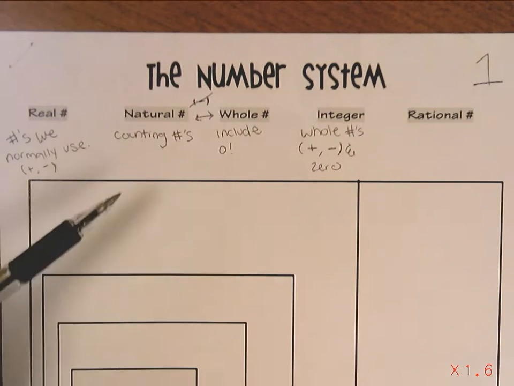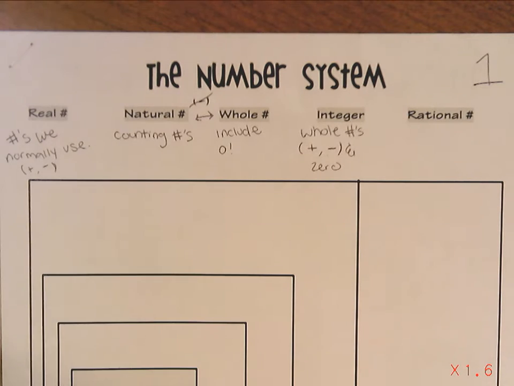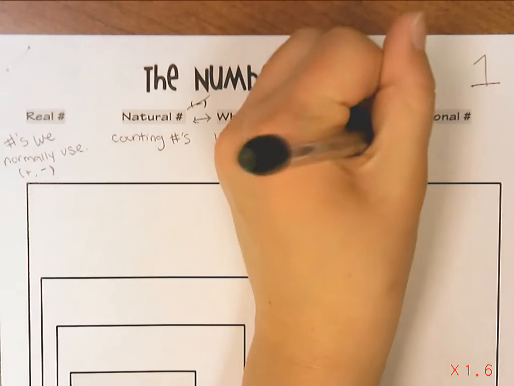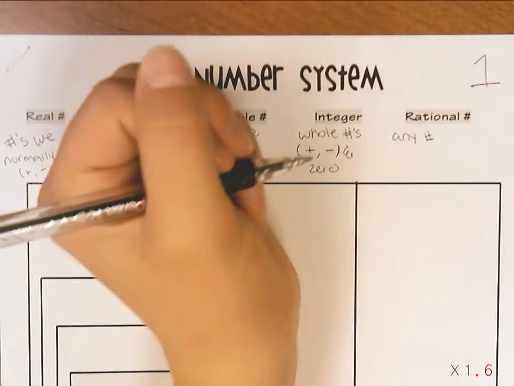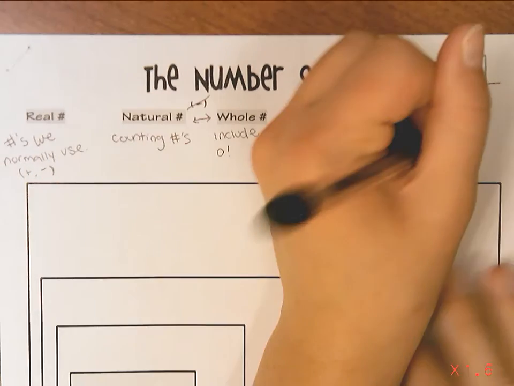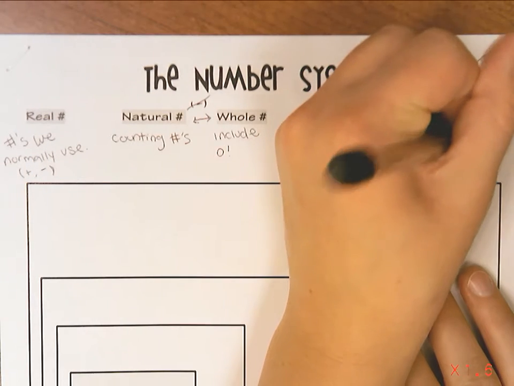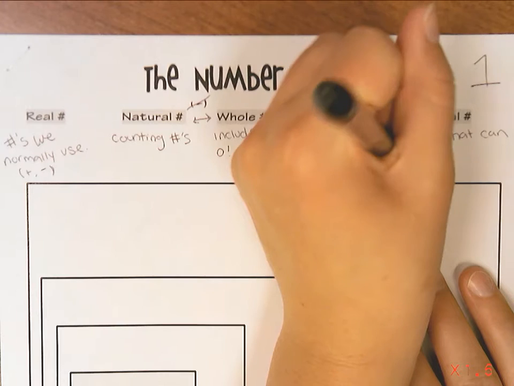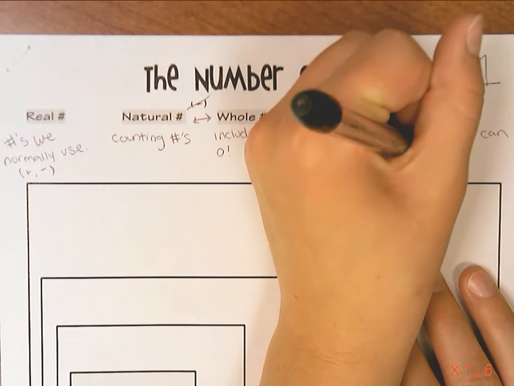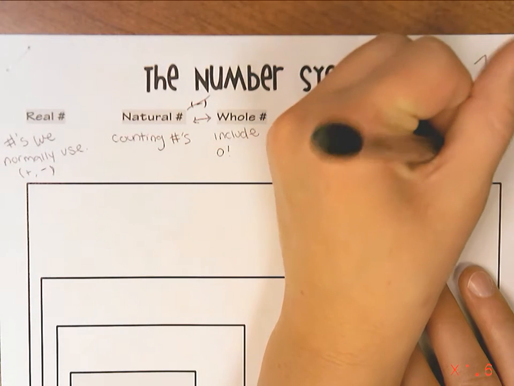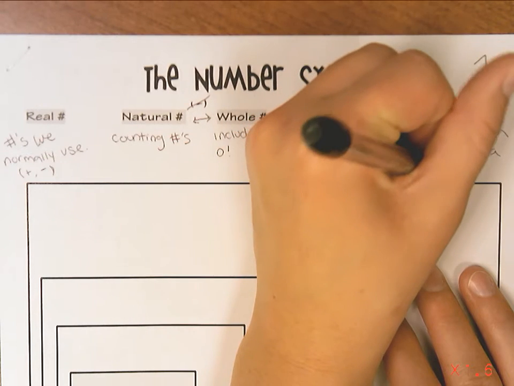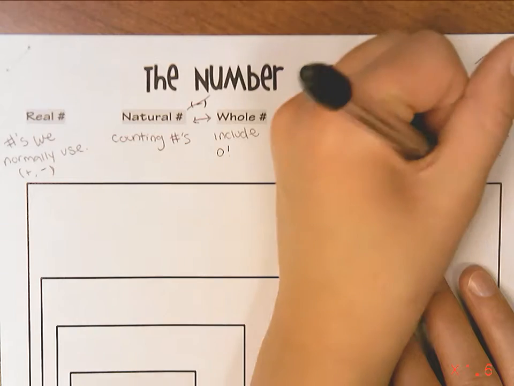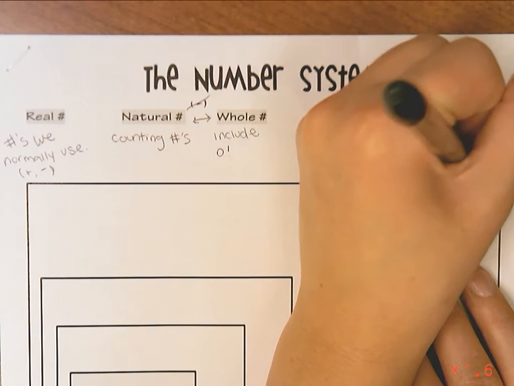And last we have rational numbers. Rational numbers, you will actually have a whole page of notes that focus on rational numbers. Rational numbers are any number that can be written as a fraction, using integers.